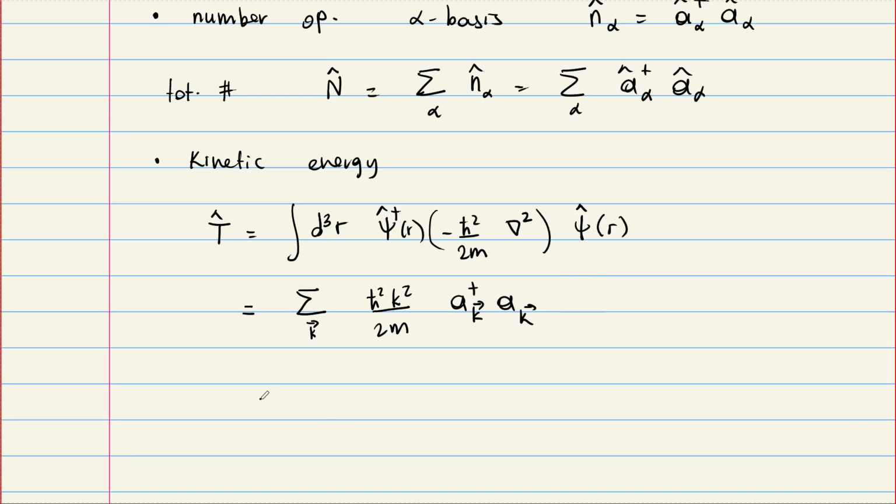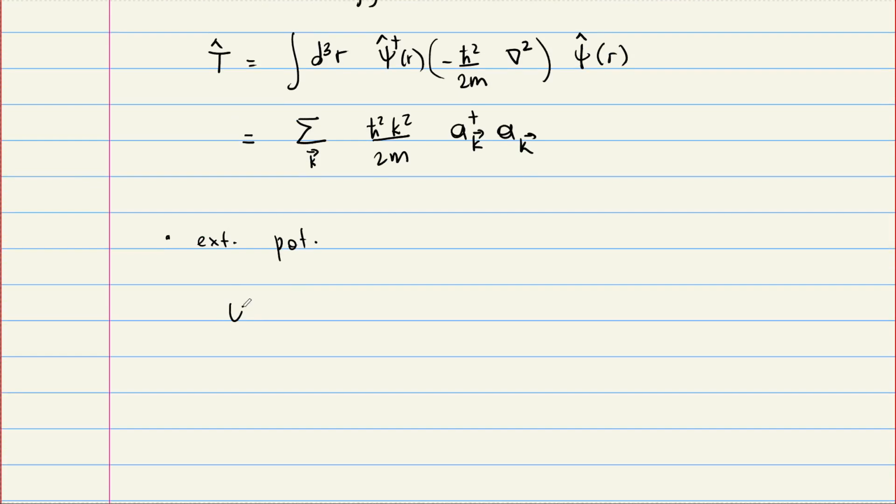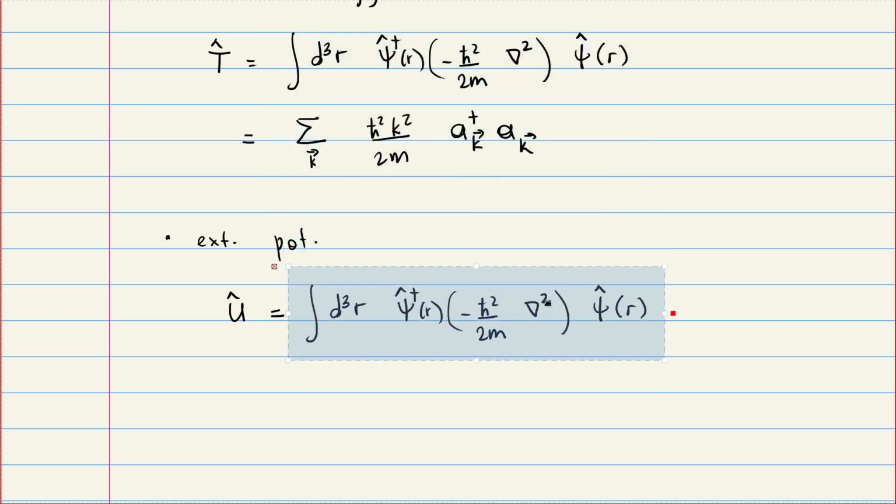So this is the kinetic energy. If you have an external potential, we can also write that. I will use the letter U hat for that, and I'll use exactly the same logic. I have this thing, but rather than the kinetic energy operator, I need to have this U of r.